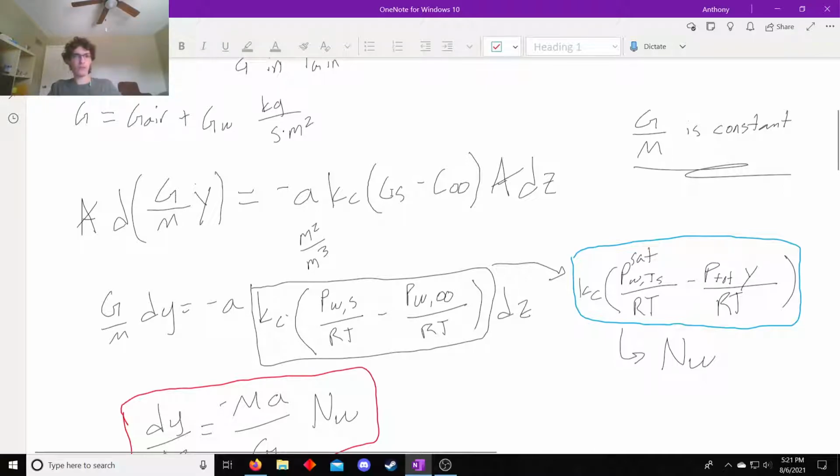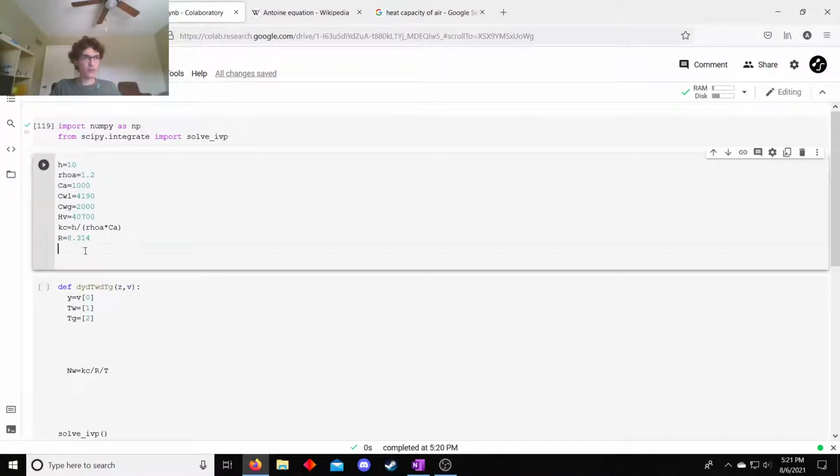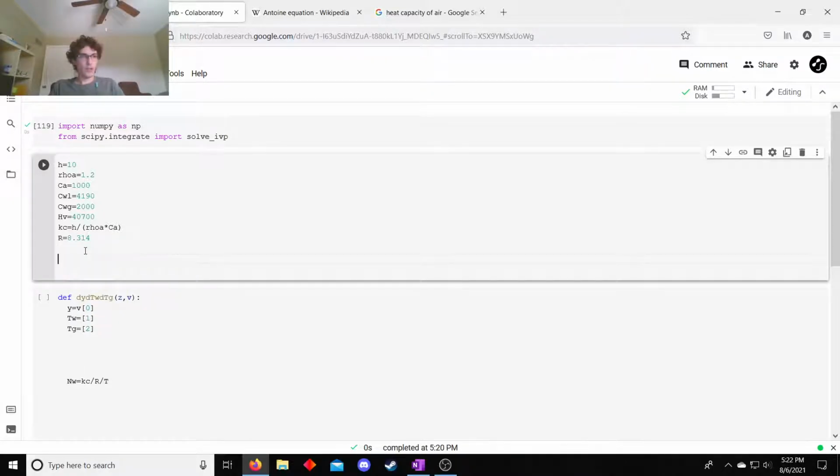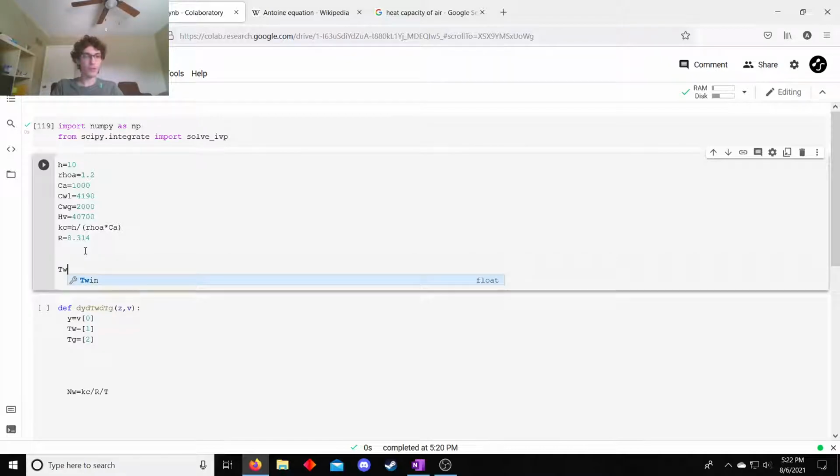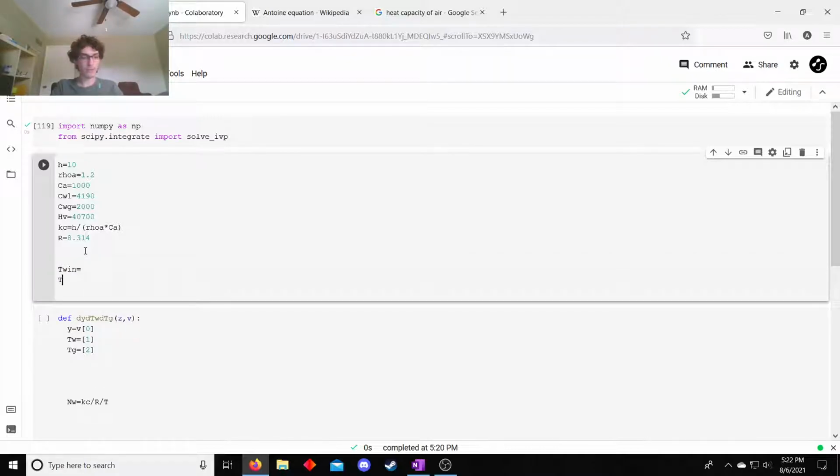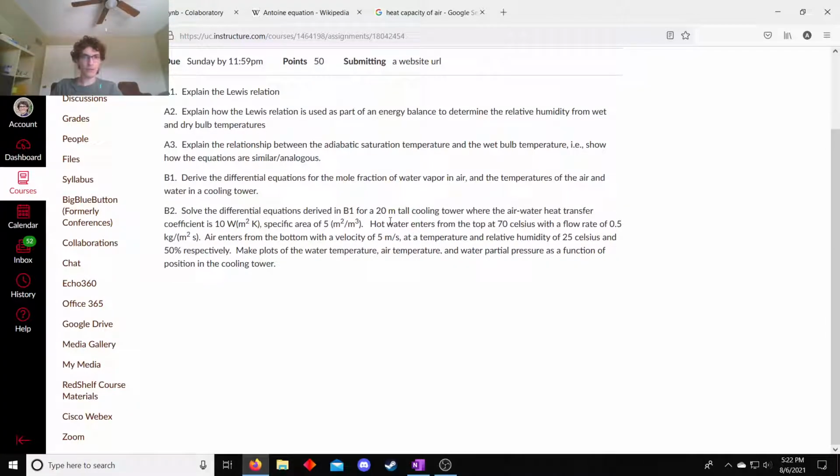Concentration of water at the surface. Well, here's what I'll do. We're going to need the temperature of the water going in and the temperature of the air going in. And I believe these are given to us.